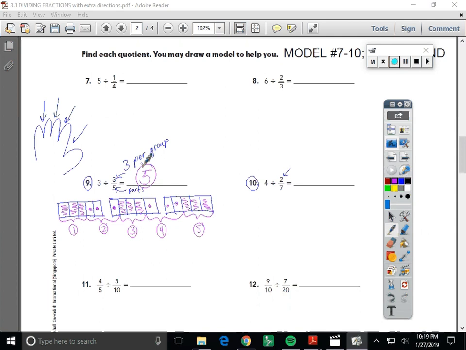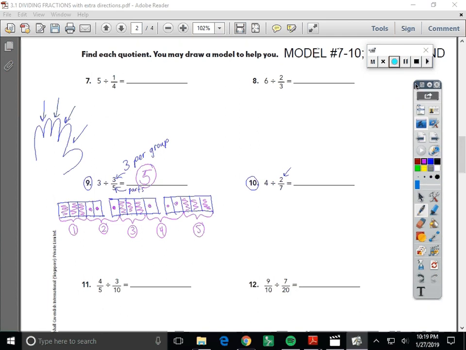I want to take a look at this next one, number 10, with you, just to give you an example of how to get this model going. So it says that we need to start with 4. So I should see you draw me 4 bars. I'm going to make these a little bit bigger because it seems to say that I'm going to make 7ths. And I know 7ths are a little harder to show if they get too tiny. So I'm going to try to make sure we have room to work.